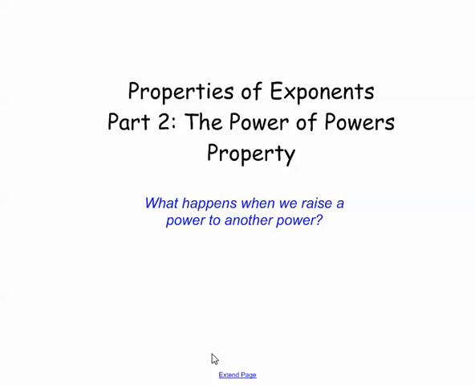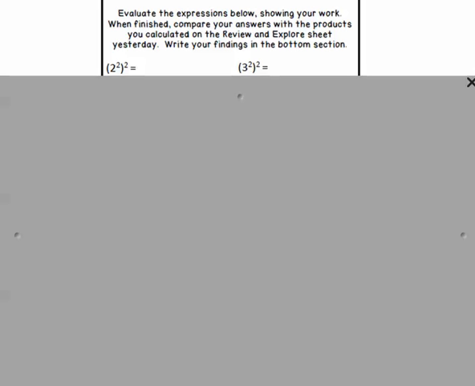The second part of our study on properties of exponents asks us to consider what happens when we raise a power to another power. So what does that look like? Well, it looks something like this. It would be the same as taking 2 to the second power to the second power. So we're raising 2 to the second power and then doing that a second time. Let's break that down into things we're already familiar with.